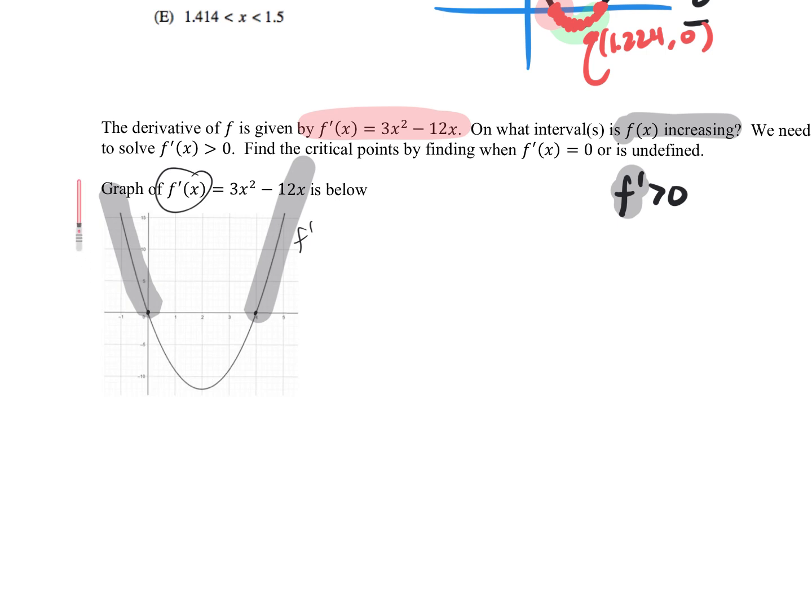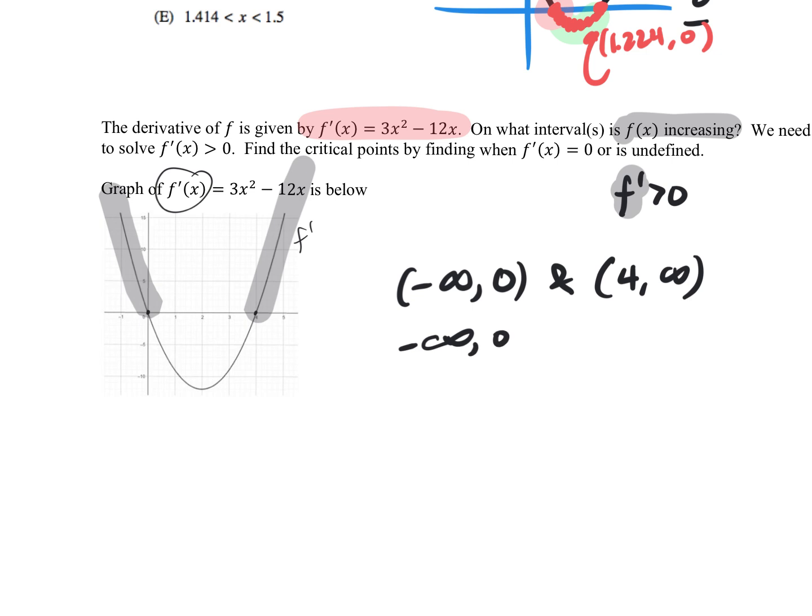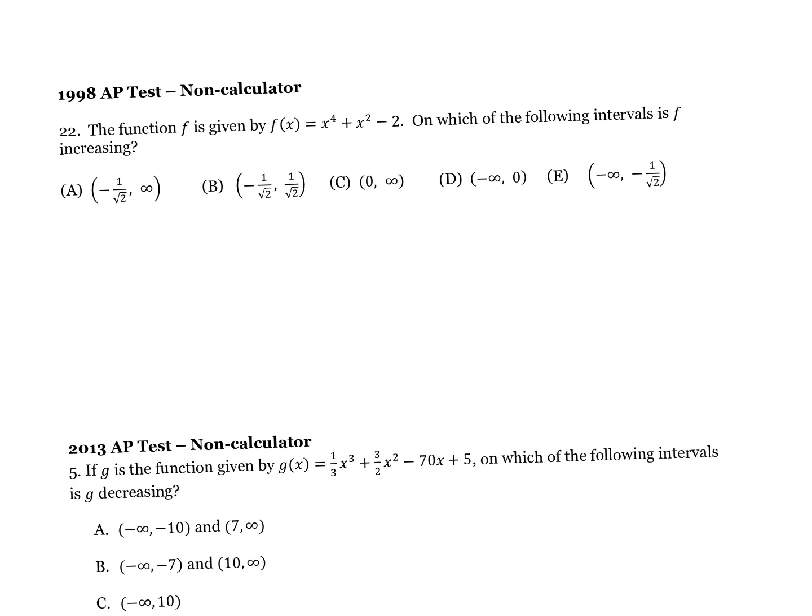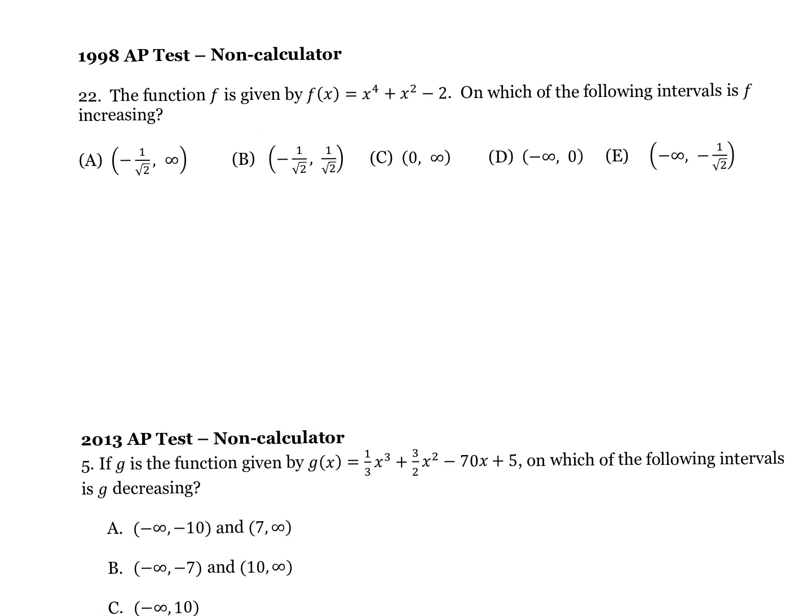It's like negative infinity to 0 and 4 to infinity. You're so right. That's perfect. Negative infinity to 0 and from 4 to infinity. You could have also done brackets on the 0 and the 4 if you wanted. They'll take either one. If we don't get a calculator, it's going to say, when is my function increasing? You're like, okay, that's when my f prime is positive. So we can do this without a calculator.